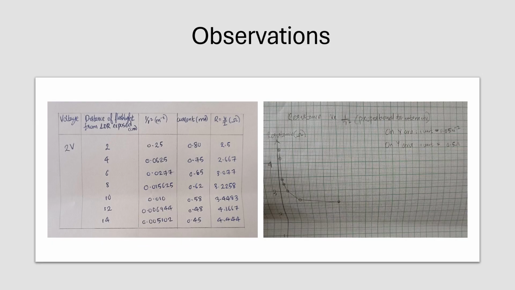Observations. These are the set of readings we got from the experiment, fixing the voltage at a fixed value of 2 volt. We have also computed the inverse of distance squared, and using voltage and current we computed the resistance. On the right hand side, we have plotted a graph taking 1 by r square, which is proportional to intensity, as the x-axis and resistance as the y-axis. We can see that the resistance is decreasing as the intensity is increasing, in the form of a hyperbola.